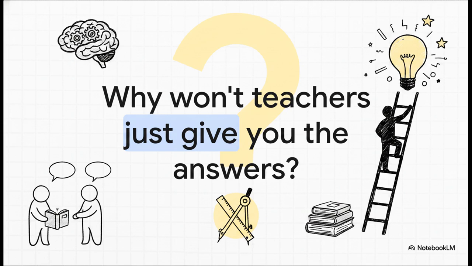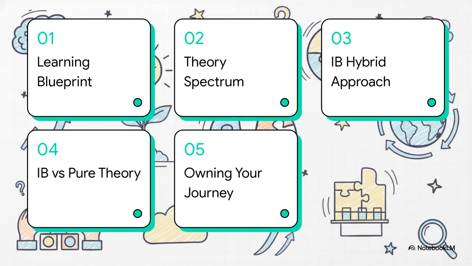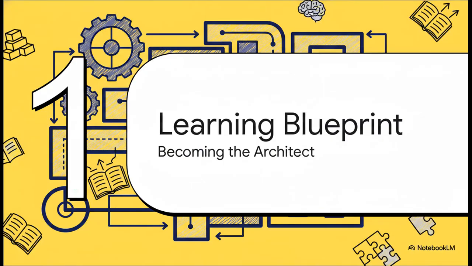So let's look at the hidden theory working behind the scenes here. Here's our quick agenda for today's explainer. First, the blueprint of your learning. Then we'll map out the constructivism spectrum, followed by the IB hybrid approach, a look at IB versus pure constructivism, and finally, how you can own your learning journey. All right, starting off with section 1, the blueprint of your learning and becoming the architect.